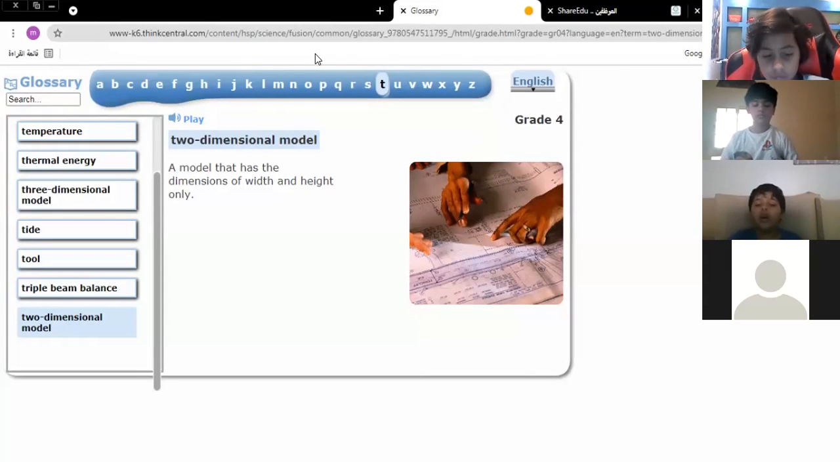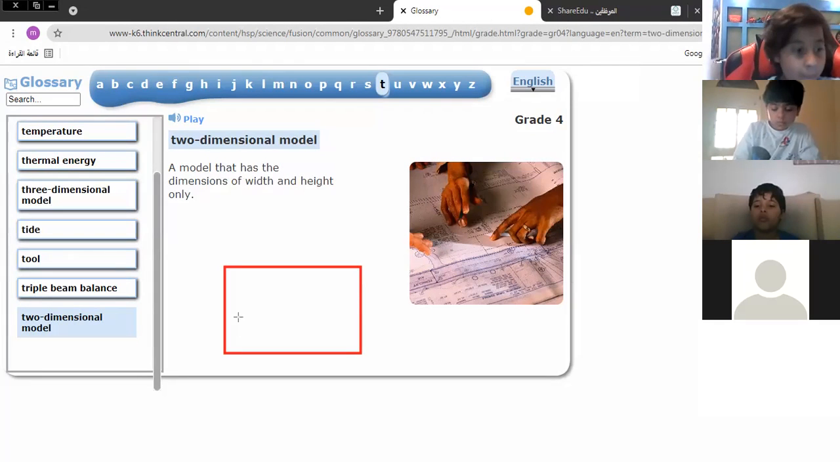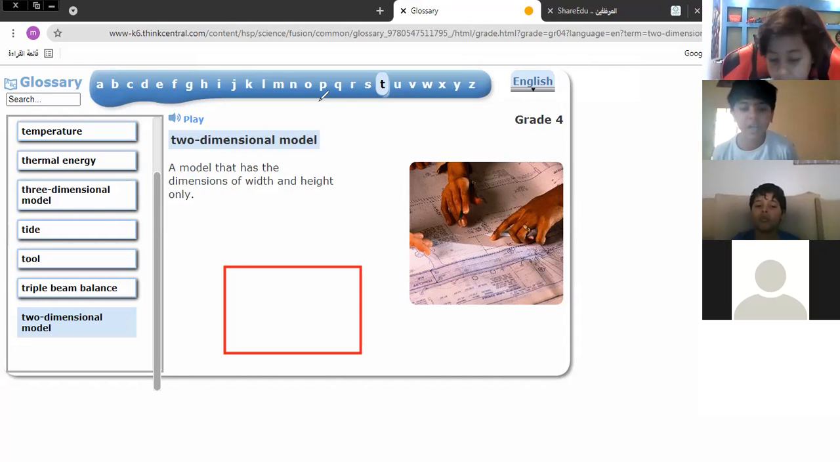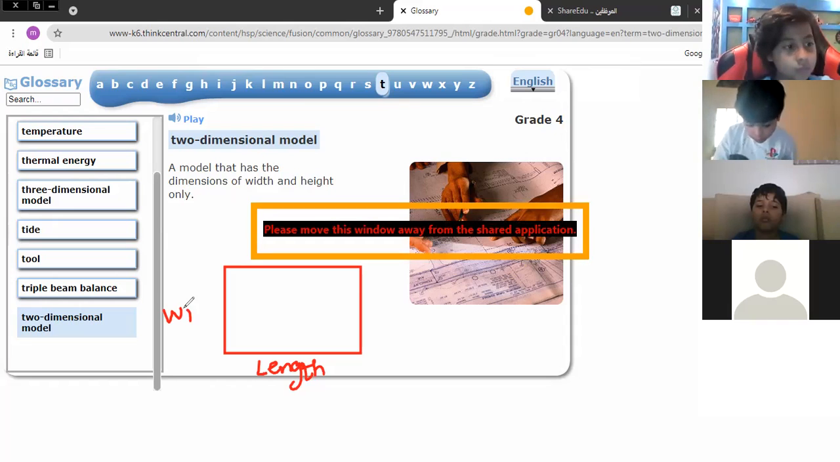So two-dimensional model, it's like this. I'm trying to draw something for you. This is a rectangle. We have here length and width. Teacher, I thought two-dimensional is like this square. Yeah, you mean the square. This is a rectangle. So this is length, the tallest side here, and this is width. Length and width. You understand, Usama?